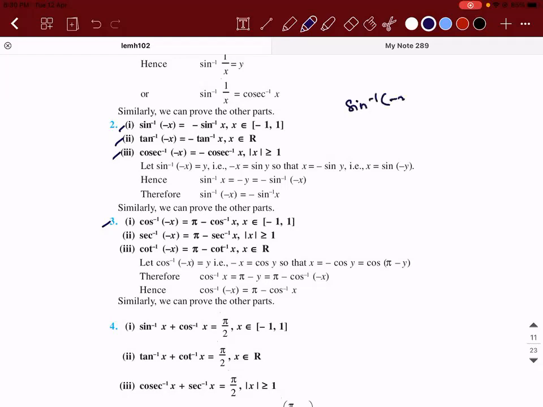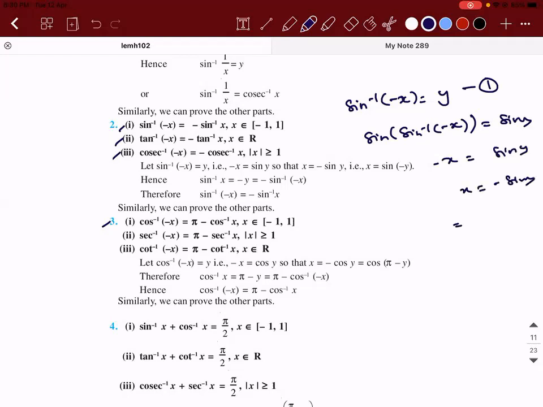So, sine inverse of minus x. All the problems in this chapter, by default, the first step is always the same. Take it as y and mark it as equation number 1. What should you take on both the sides? Sine. So, sine inverse of minus x is equal to y, so minus x is equal to sine y. Therefore x is minus sine y, or can I write it as sine of minus y?